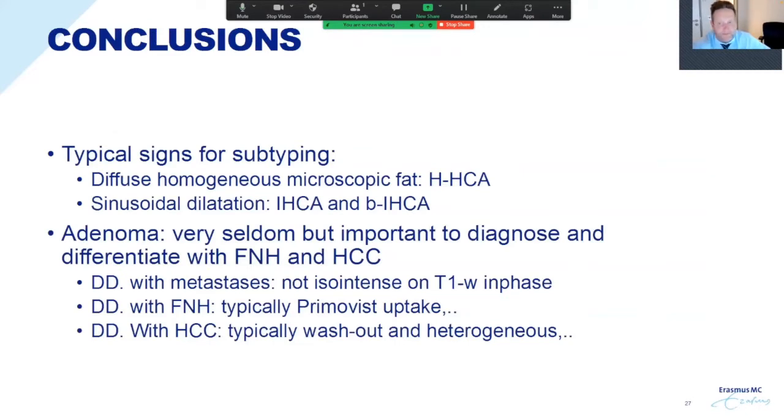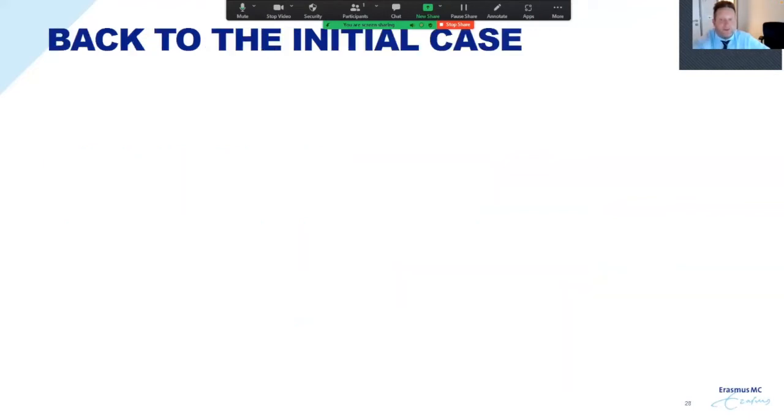As conclusion of this session, I would like to stress again the different hallmarks for subtyping adenomas, which are few but very diagnostic. Secondly, always keep in mind the typical signs for differentiation, including HCC in non-cirrhotic liver. Let's go back to the case from the beginning of the session.